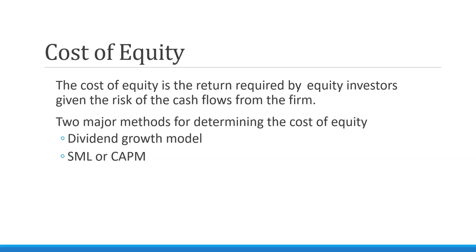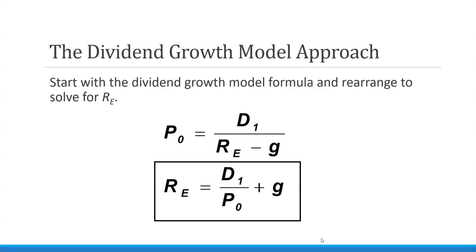There are two major methods for determining the cost of equity. The first is using the dividend growth model, which we looked at in chapter 7. And the second is using the security market line or the CAPM model, which we looked at in chapter 11. So we're going to go through each one of these examples and how we do the cost of equity using these two different methods. So first, we use the dividend growth model.